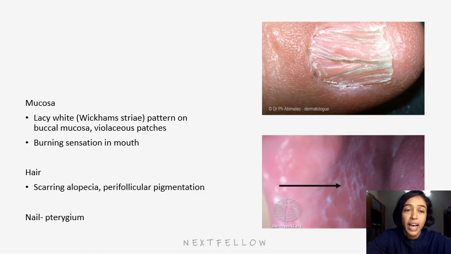In the hair, I'll show you a picture of lichen planus affecting the scalp. You will have scarring alopecia and perifollicular pigmentation classically. In the nails, you can see here, classically you have a pterygium of the nail in lichen planus, which is seen here. This is also known as pop tenting, where both the parts of the nail are elevated towards the center, towards the middle.